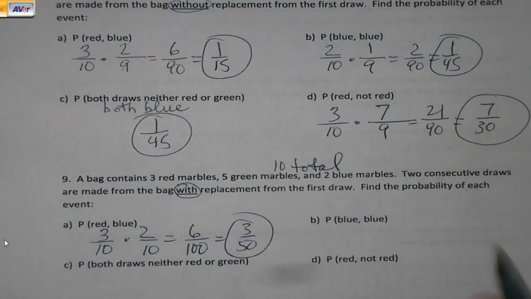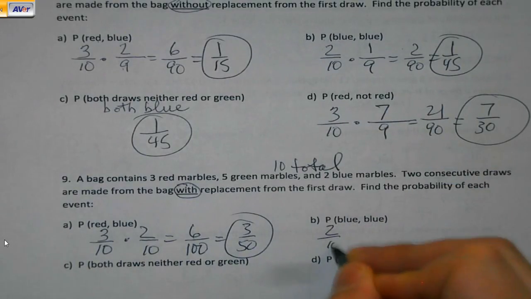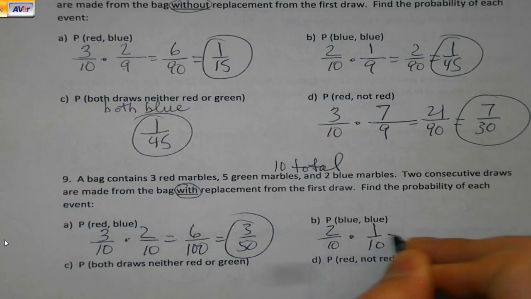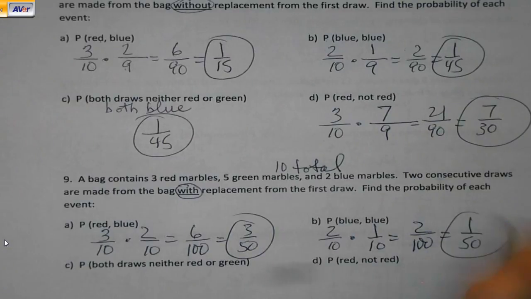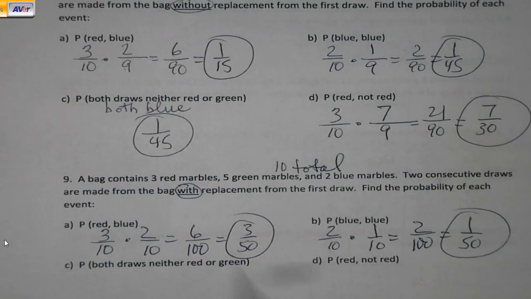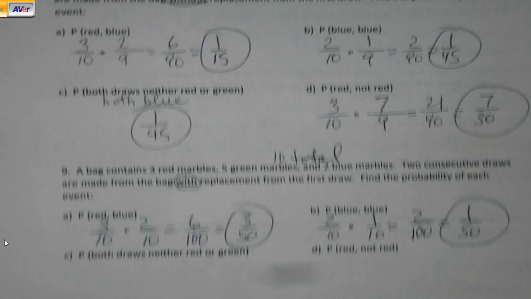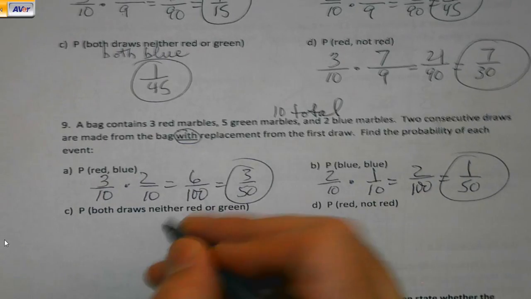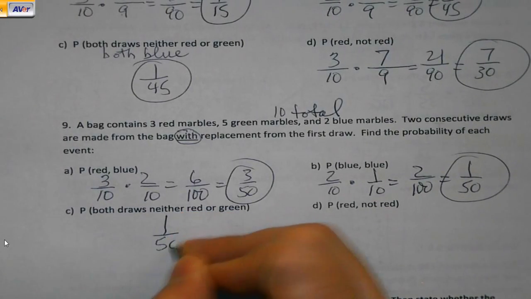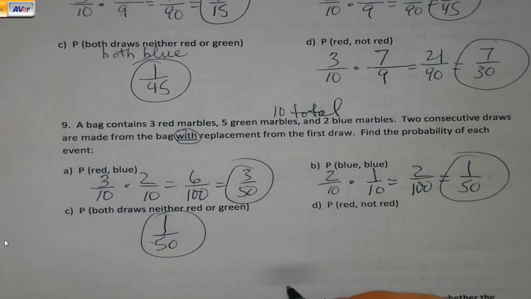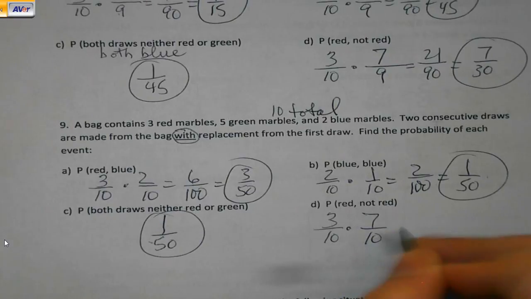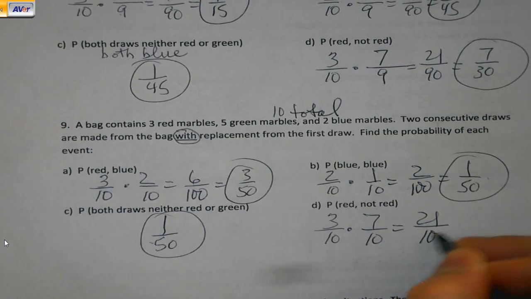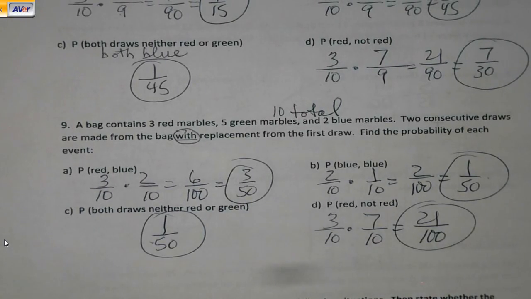So the only difference, because look at all 4 of these problems were the same, the only difference is that second fraction now is going to have a 10 as a denominator instead of a 9, because I put the ball back in. I replaced it. So these answers will still be the same like they were before. And then my red, not red, just becomes 7 out of 10. And I'm set.